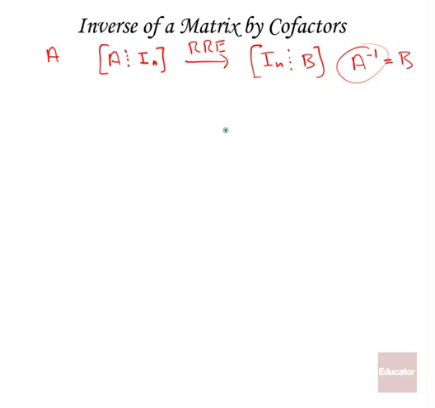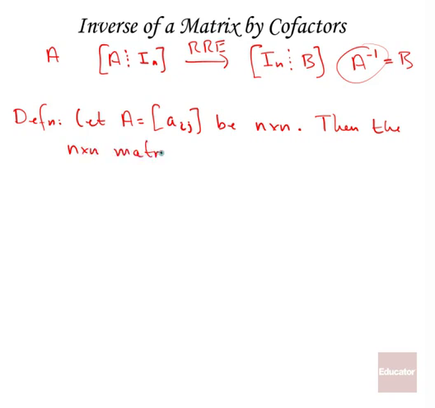Okay. So now let's introduce another way using cofactors. Let's start with a definition. We will let A be the matrix a_ij, and it is n by n, of course. Then the n by n matrix adj of A is called the adjoint.